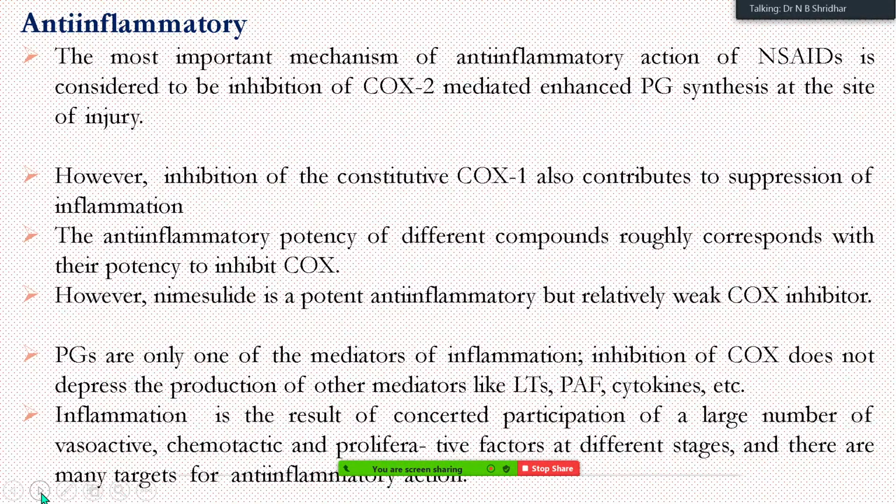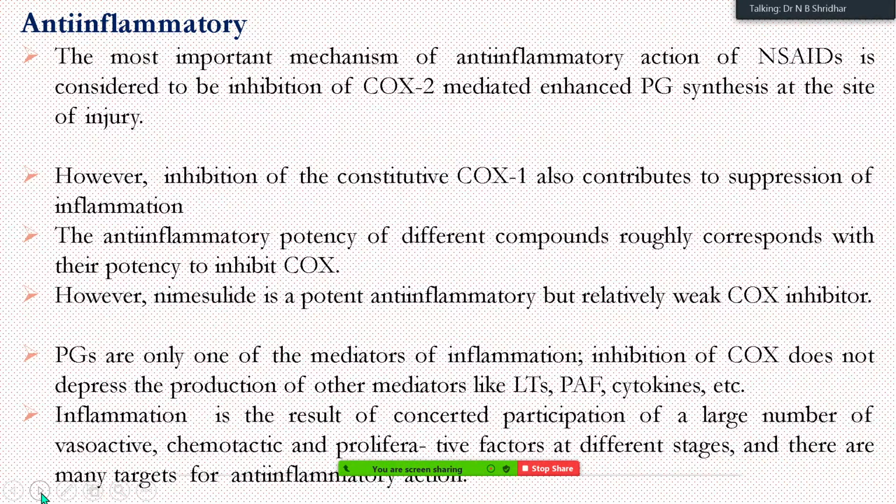So, the PGs are only one of the mediators of inflammation, and the inhibition of COX does not depress the production of other mediators which are from the lipoxygenase pathways, like leukotrienes, platelet activating factors and cytokines. They will be produced. So, prostaglandin inhibition cannot inhibit the pain to the extent of 100%.